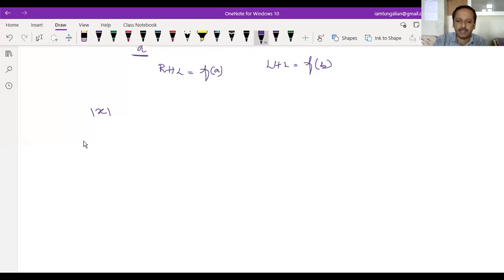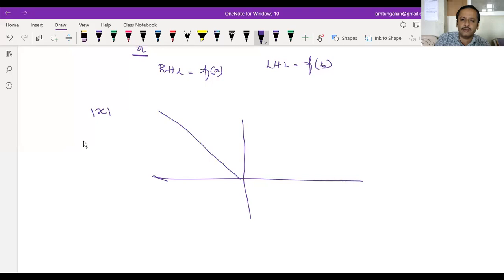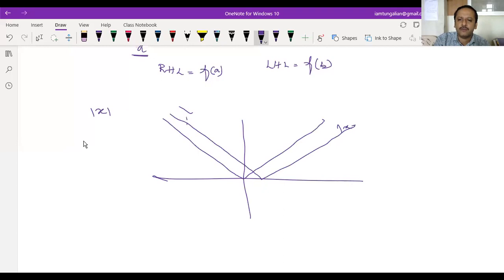If you know the graph of that function, say for example mod x, the graph can be drawn without lifting the pen, right? So you don't see any break anywhere, so this is a continuous function. See, this is the graph of mod x. Then if I draw here, this is the graph of mod of x minus 1.